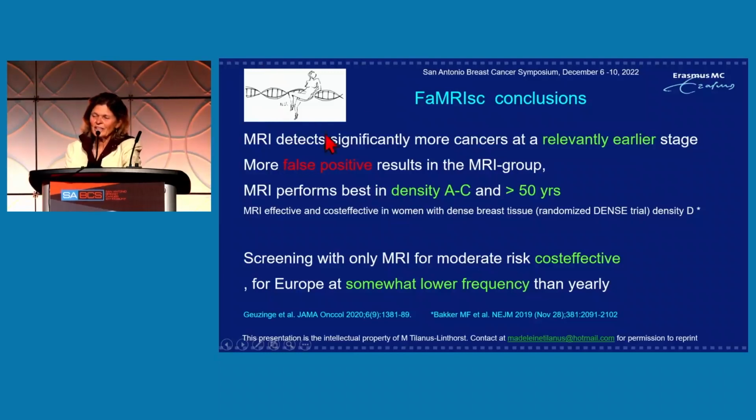In conclusion, MRI detects significantly more cancers at a relatively earlier age than mammography, however, with false positive results more prominent in the MRI. MRI actually performs best at density A to C, higher detection and better specificity also, and above age 50 years. And screening with only MRI for women with moderate risk can be cost-effective. But for Europe, we should perform it at a somewhat lower frequency than yearly.